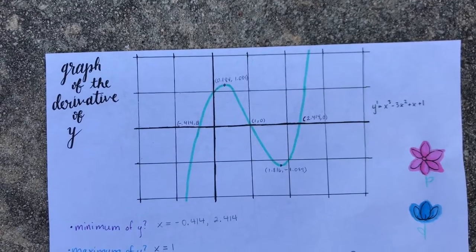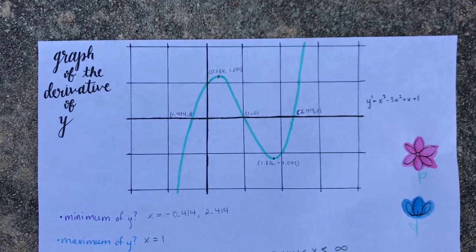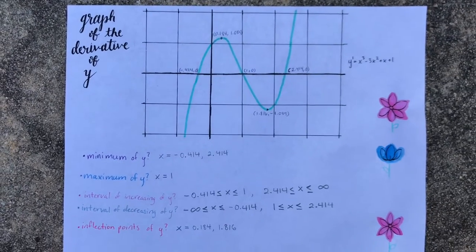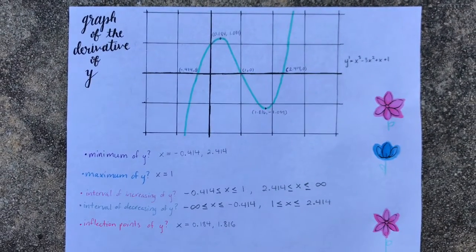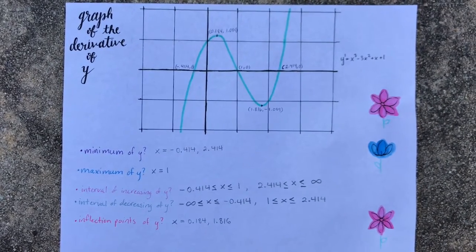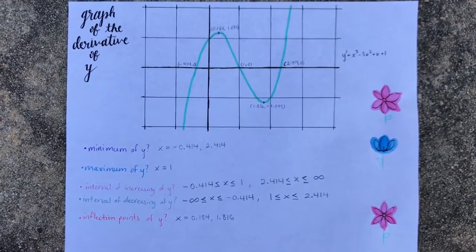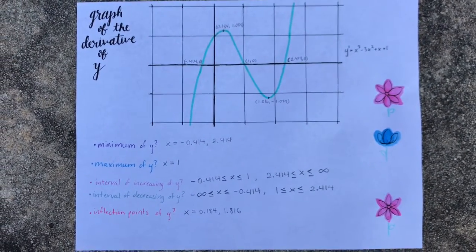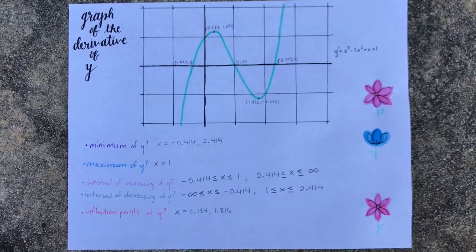This is the graph of the derivative of a function y. We can find out a lot about the function just by looking at the graph of its derivative. We know from the first derivative test that when y prime goes from negative to positive, crossing the x-axis, that point where it equals 0 is a minimum of the function. So here, the x values would be negative 0.414 and 2.414. For maximums, we know that when y prime goes from positive to negative, those points are maximums of y. Here, that point would be x equals 1.